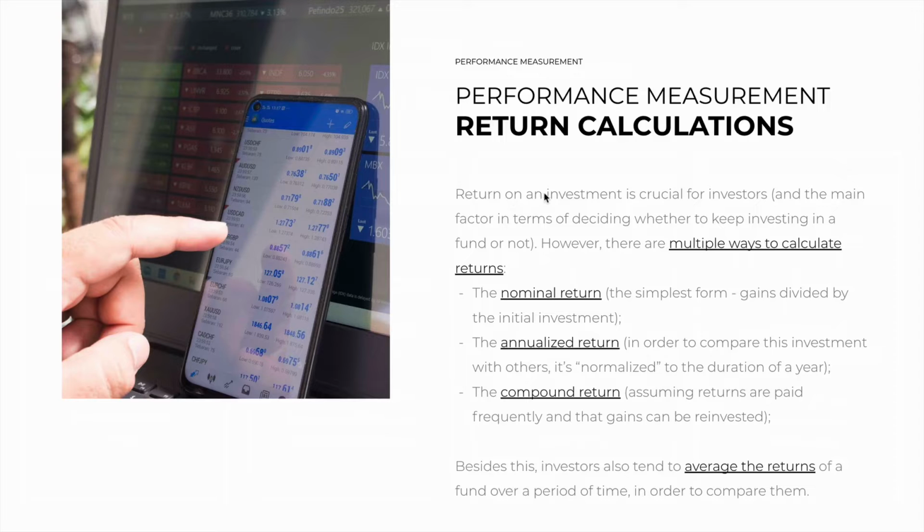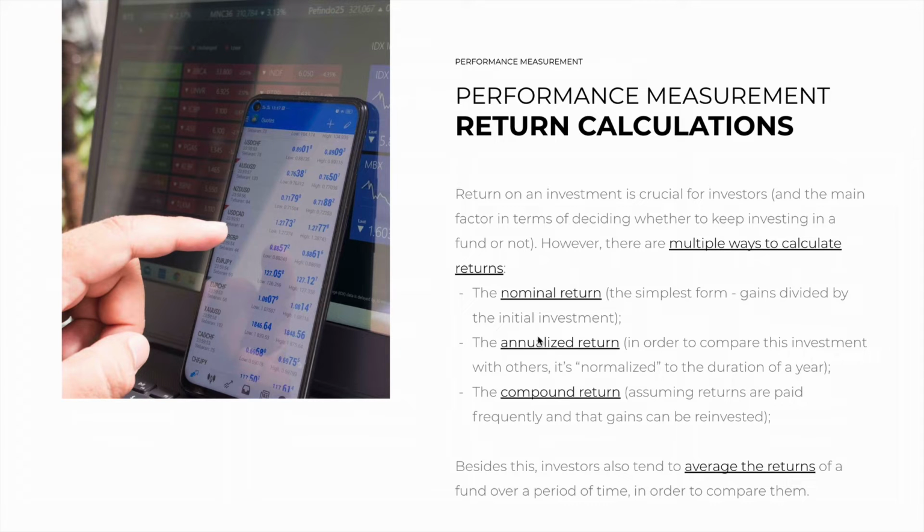Return on investment is something that is crucial to investors and is actually the main factor in terms of deciding whether to keep investing in a given fund or not. However, there are multiple ways to actually calculate returns. The first is what is called the nominal return. This is the simplest form. You take the gains and you divide them by the initial investment. If you have 110 million that were made with 100 million, you have 10% returns.